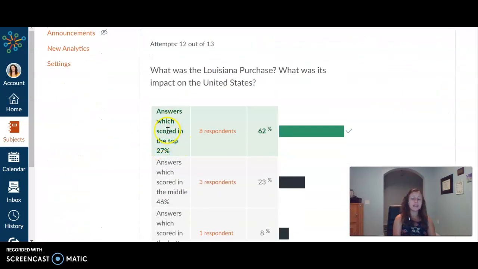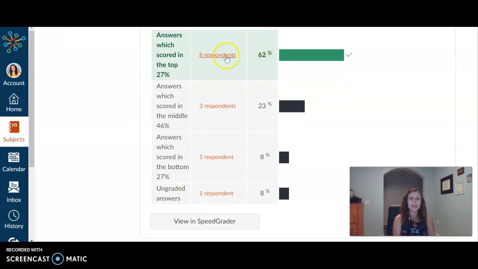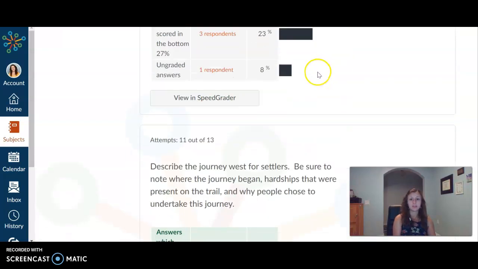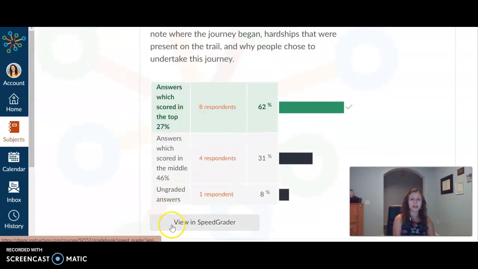So for this one, it's graphing it based on which ones did I give the full 3 points to, which ones did I give the full 2 points to, which ones did I give the full 1 point to. So you can see that the vast majority were in that 3, right? And I can see if I hit view in SpeedGrader, I can see those individual responses that I scored as 3, 2, and 1.